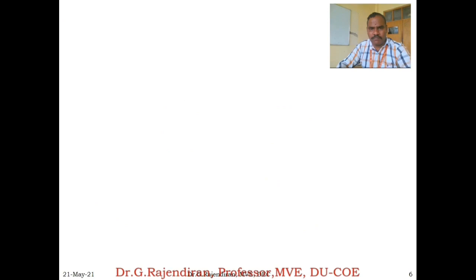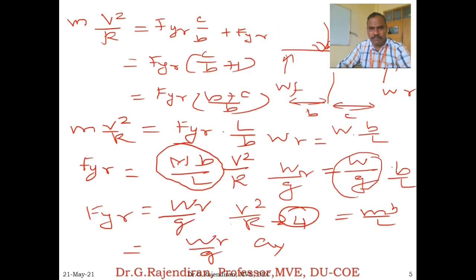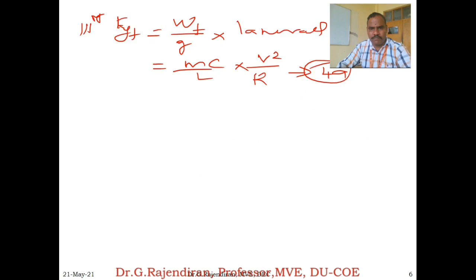Now similarly, FYF is equal to what? WF by g times lateral acceleration. Correct? Or otherwise m into c by L into V square by R. Correct? So this equation you take as 4A. The previous one is 4.